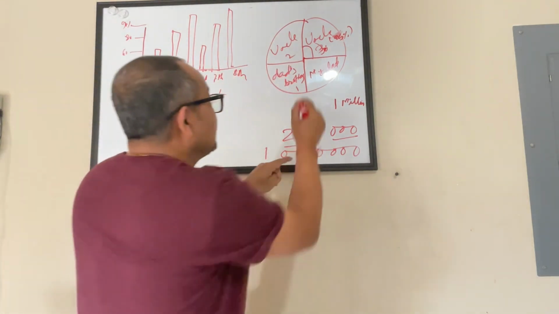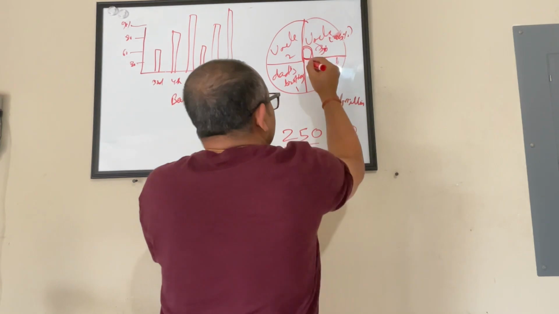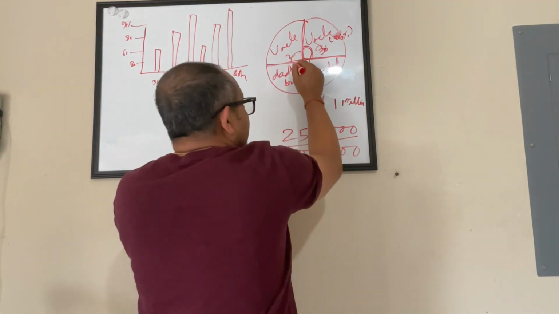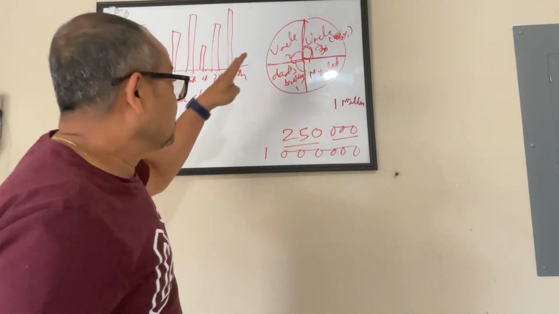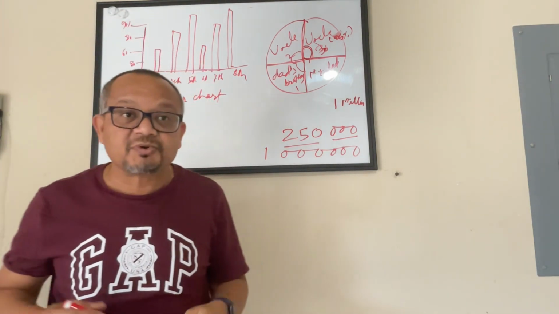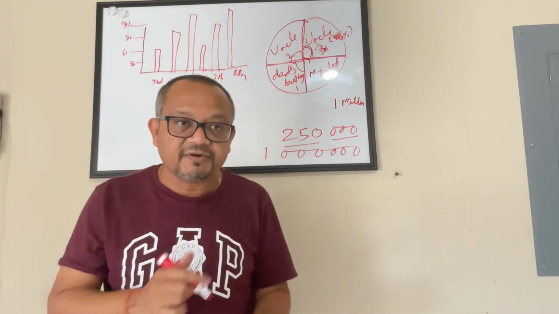So everything here, if you see, this is angle 90 degrees. This is angle 90 degrees. This is angle 90 degrees. So a pie chart is used for showing the distribution of something among different people.